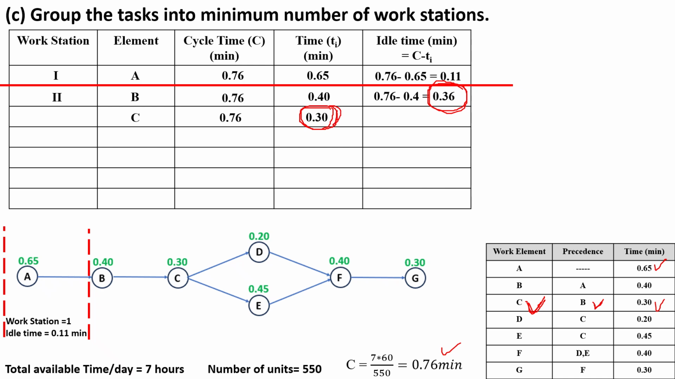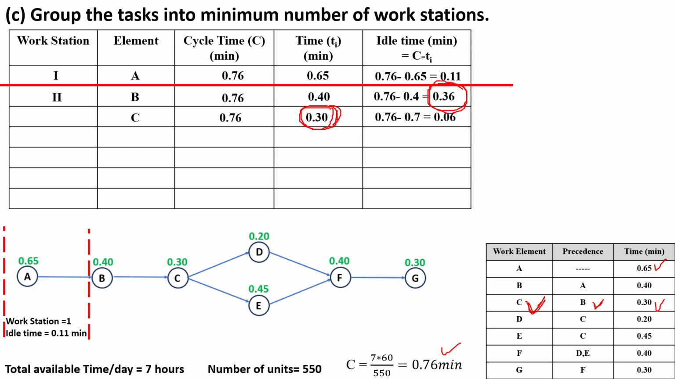Then idle time will become 0.76 minus processing time of all the elements in the respective workstation. So in the workstation 2, at present we have two elements, that is B and C. So idle time will become 0.76 minus of 0.4 plus 0.3, that is 0.7. So idle time of the workstation after completion of the B and C elements is 0.06 minutes.